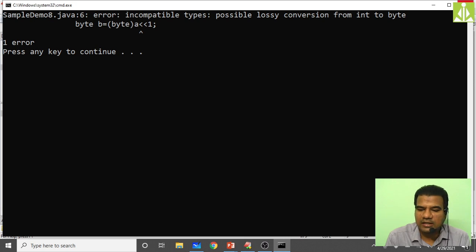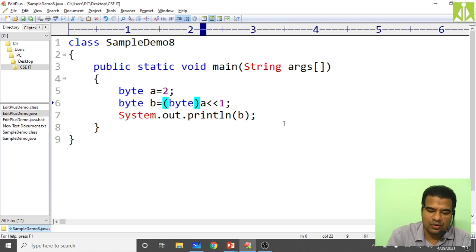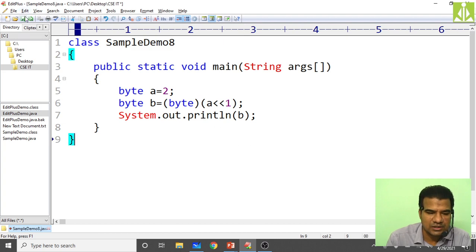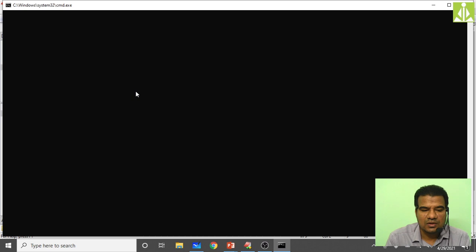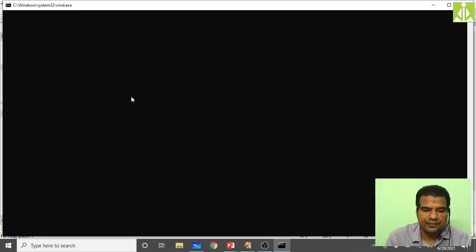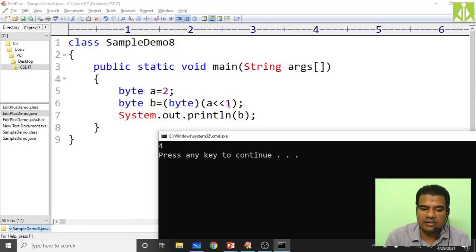Again we are getting that byte conversion issue. So better you put this entire thing into brackets. I want this entire thing to be considered as a single unit. So now hopefully we won't get any issue. Yes. So now run the program. As you can see, we got 4. We took 2 and we applied the bitwise left shift once, and we got 4 as the answer.